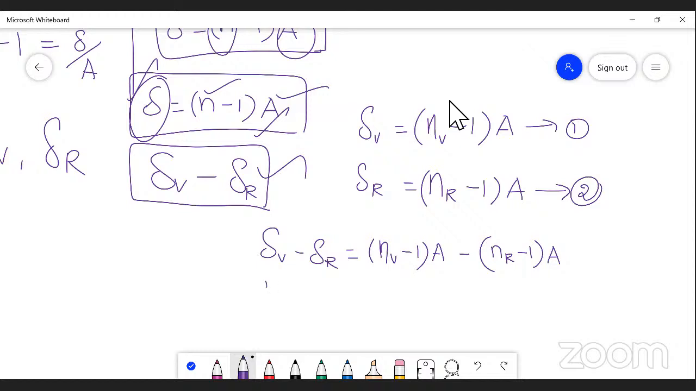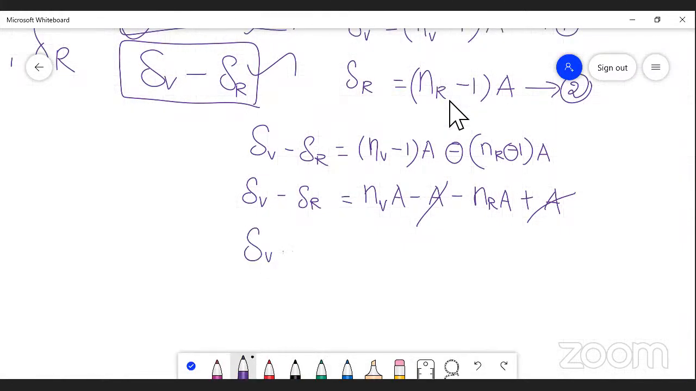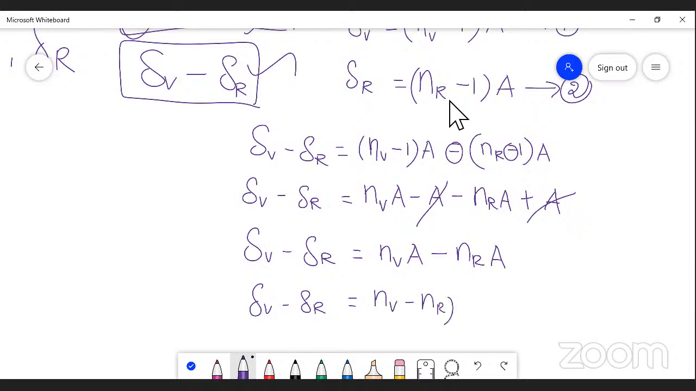Just cancel the values. Del V minus del R is equal to refractive index of violet into A minus A, minus refractive index of red into A. I mean, this is negative, this is also negative. Negative into negative is positive, so positive 1 into A. So the negative value and the positive value cancel. What is the remaining value? Del V minus del R is equal to NV A minus NR A. The common factor is A. So del V minus del R is equal to (NV minus NR) into A.